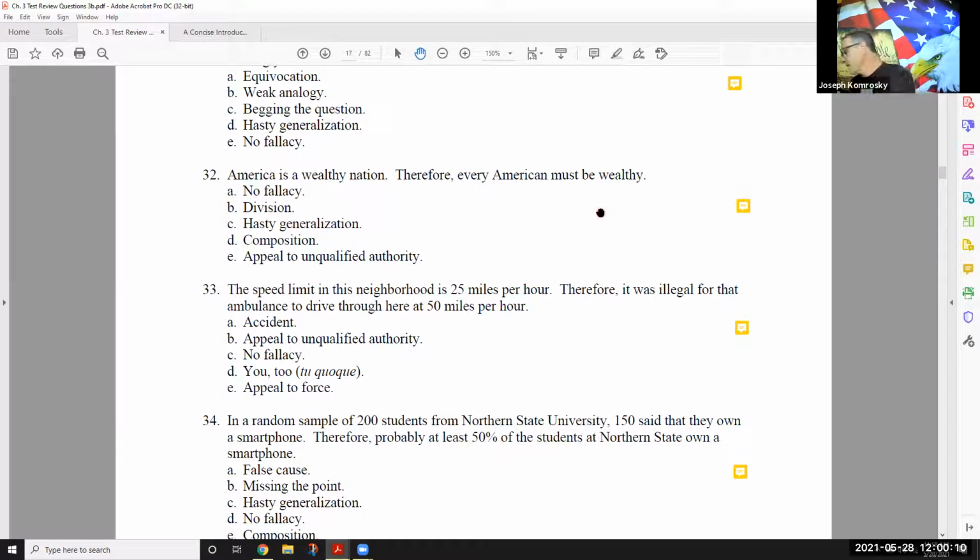In fact, I'll just read that again. Composition, an attribute is incorrectly transferred from the parts to the whole. And division, an attribute is incorrectly transferred from the whole to the parts. And this one happened to be division because we started with the whole. What's the whole? The nation. What's the parts? Me and you, every American, right?